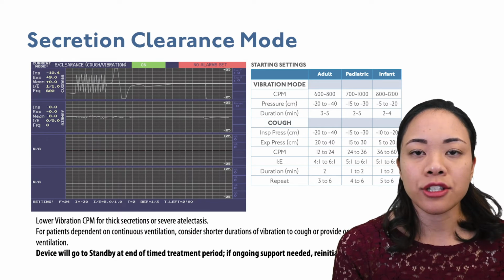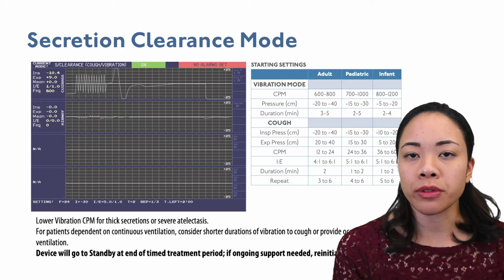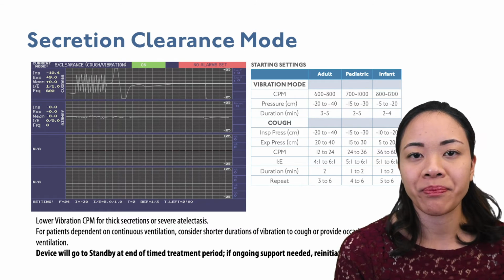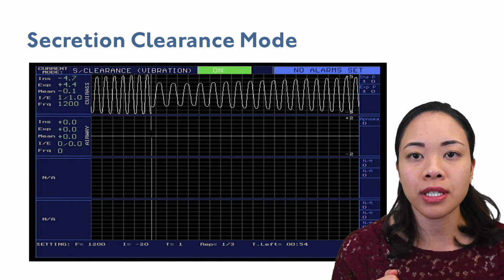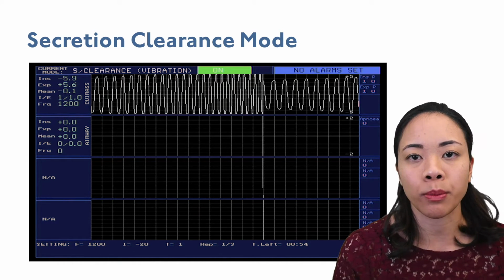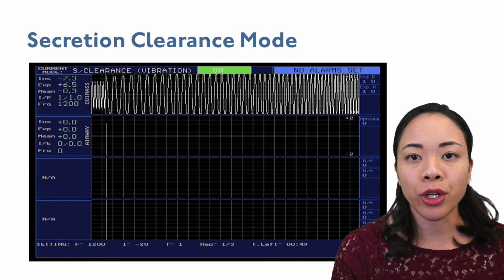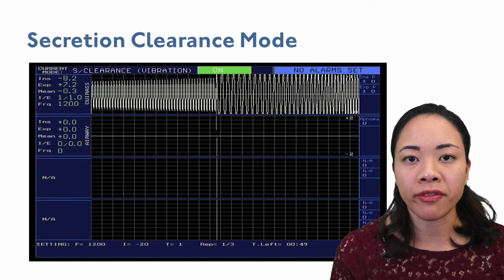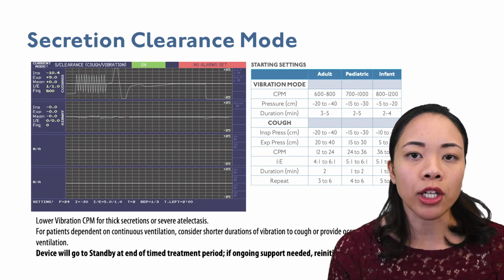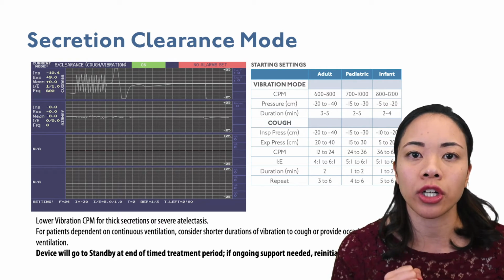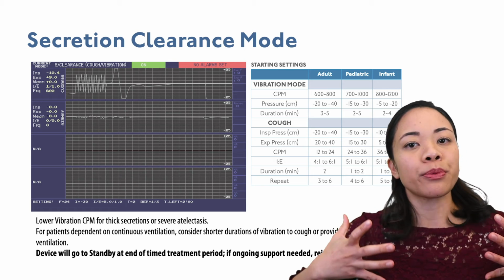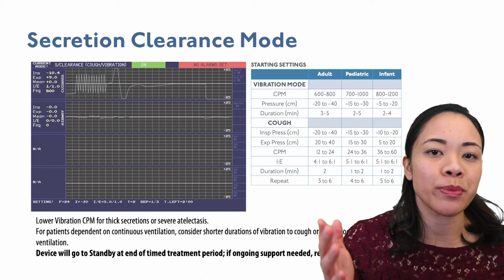Secretion clearance is used as a chest physiotherapy tool to enhance clearance of secretions. The vibration phase creates a high-frequency oscillatory wave to loosen, thin, and mobilize retained pulmonary secretions. Frequencies may be varied for maximum effect. Vibration is followed by a cough cycle that produces the key elements of a good cough: a deep inspiration followed by a high-flow expiratory maneuver.